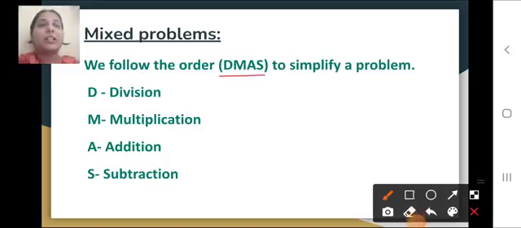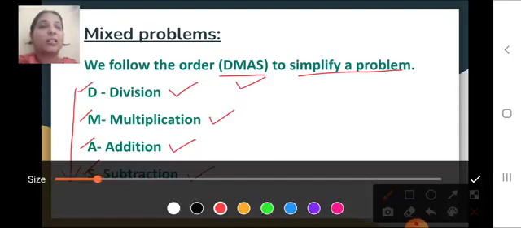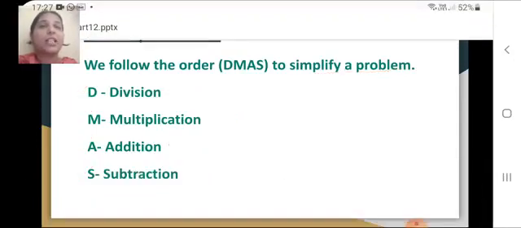DMAS, you can see here. So this order we follow to simplify a mixed problem, where D stands for division, M stands for multiplication, A stands for addition and S stands for subtraction. So suppose if we have a question where we have all these operations, first we will follow this order only. First we will do division, then multiplication, then addition and then subtraction. So how will we be doing this? Let's have a look. We'll see one example.